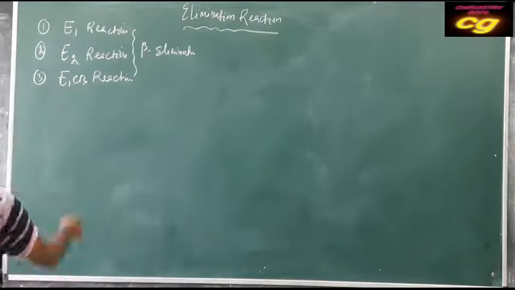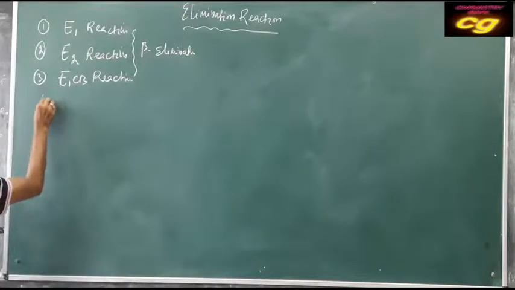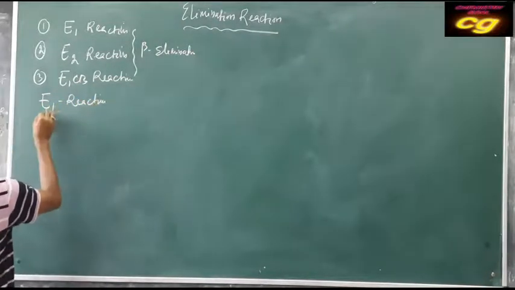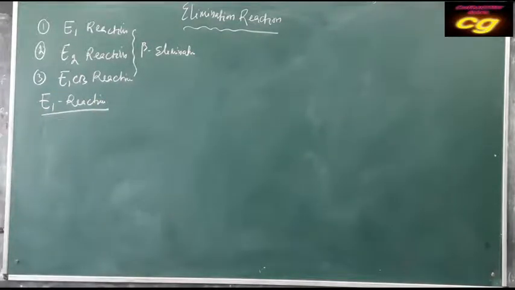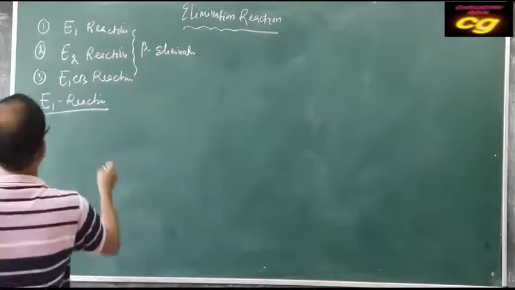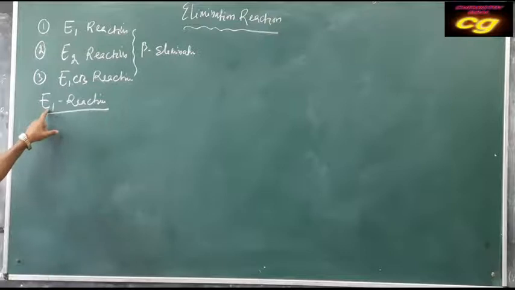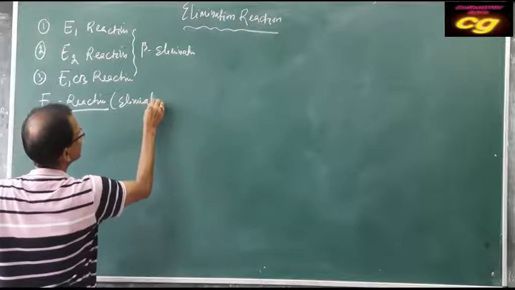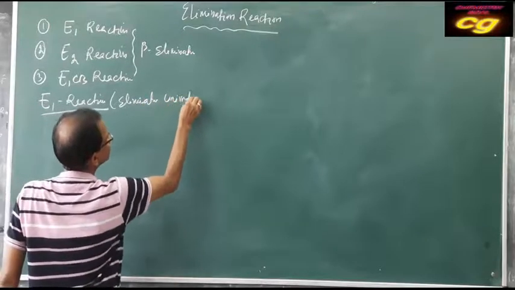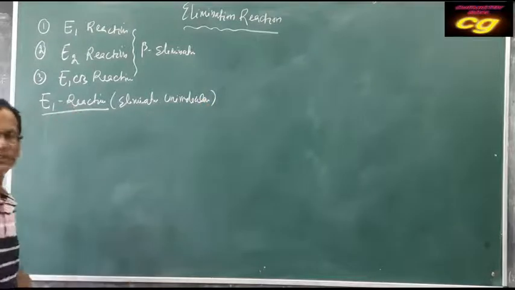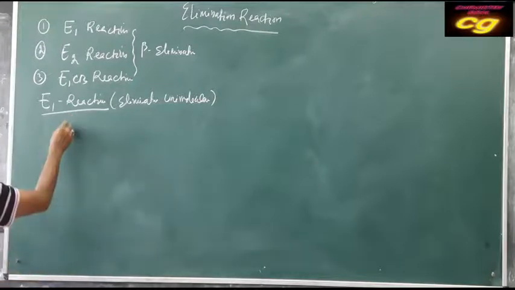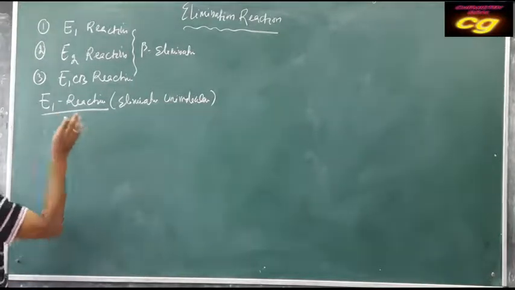In the E1 mechanism, what happens? Let us discuss the E1 reaction. It is also a two-step process. E1 means elimination unimolecular, that is, an elimination unimolecular reaction, which means first order. Let us take one example. What are the steps involved in E1 elimination?